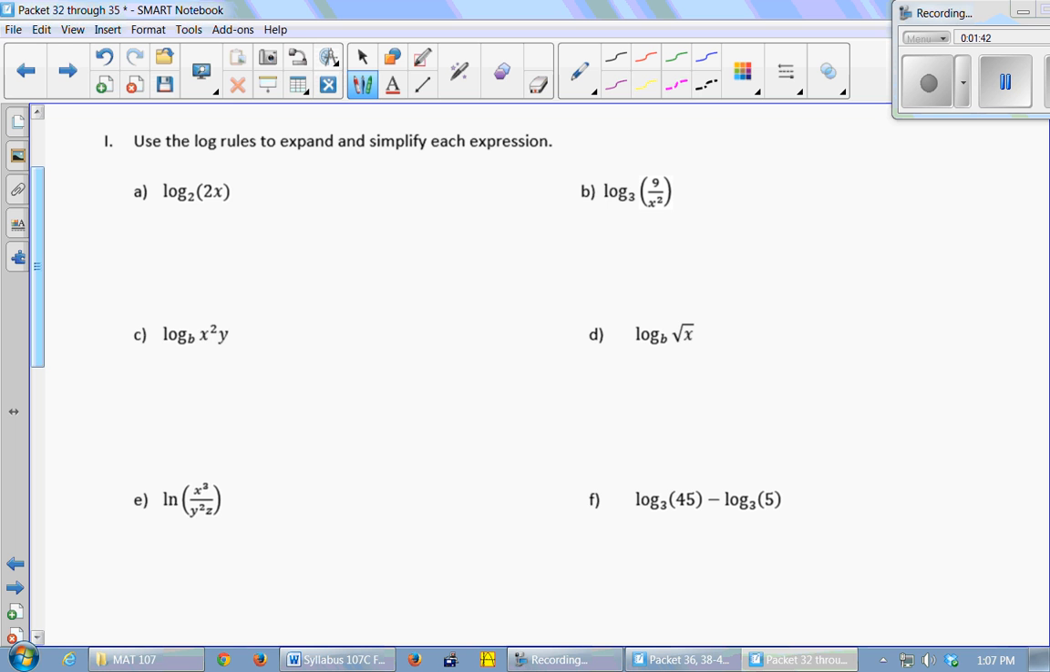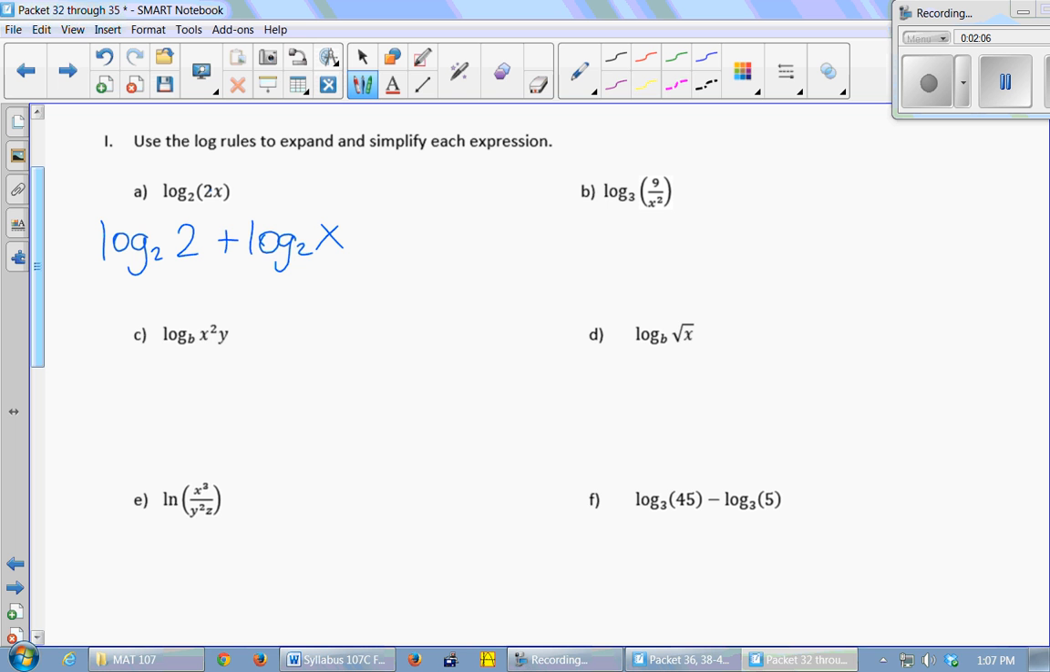We'll start with A. So that is log base 2 of 2 times x. So that's the log of a product. I can break that up. It's like you're distributing the log, but instead of a multiplication, it becomes a plus. That's not what's happening, but it looks like distributing. So this becomes log base 2 of 2 plus log base 2 of x.